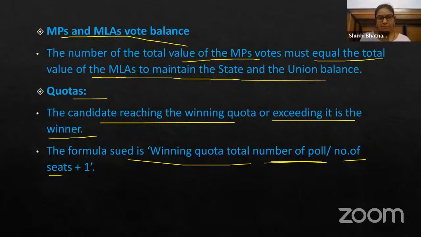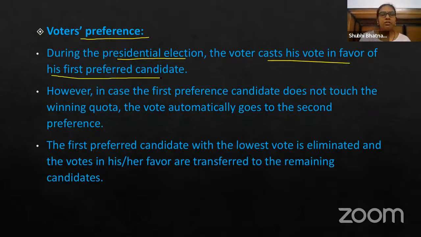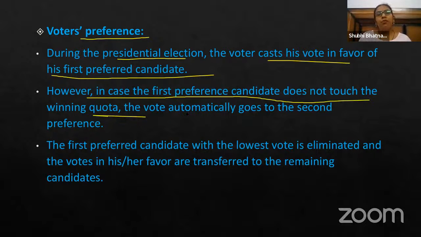That is why here we have +1. Okay. Now, voters' preference. During the presidential election, the voter casts his vote in favor of his first preferred candidate. Okay. However, in case the first preference candidate does not touch the winning quota, the vote automatically goes to the second preference.